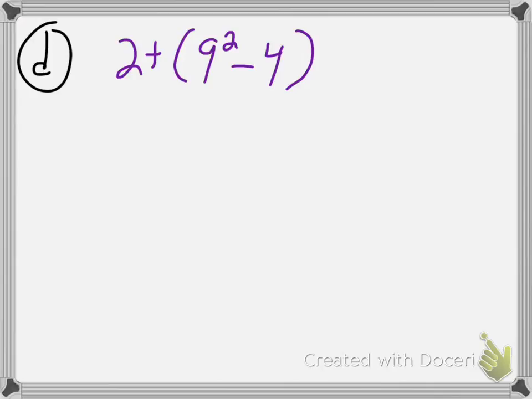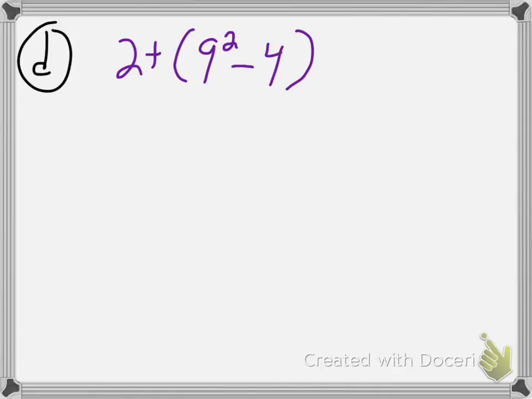Okay, so we have example D here. 2 plus, and then in parentheses, 9 squared minus 4. For this problem, I need to be thinking, okay, the most important thing are any sort of grouping symbols. They're telling me, wait, those are most important. We need to focus on this first. So I'm going to focus on what's going on inside my grouping symbol, or inside my parentheses.